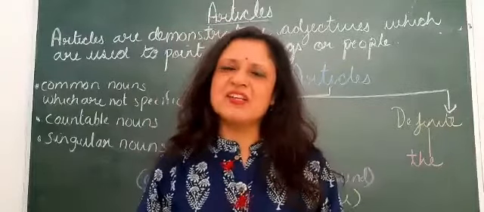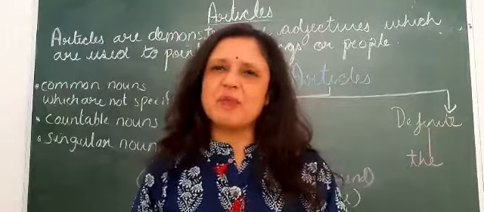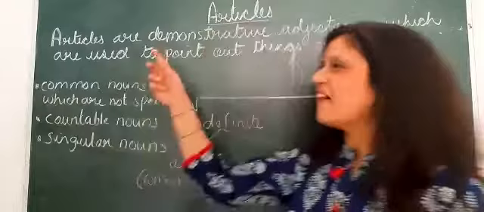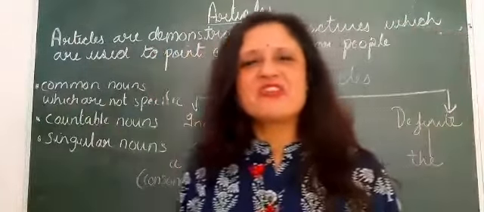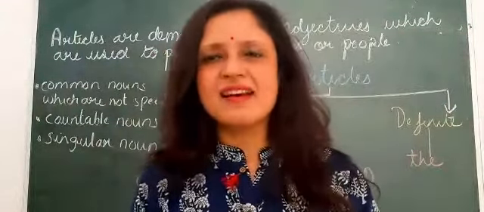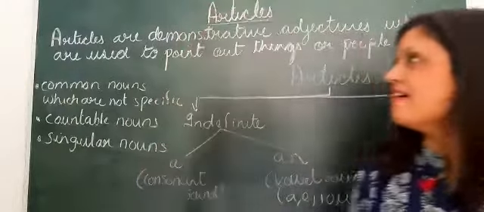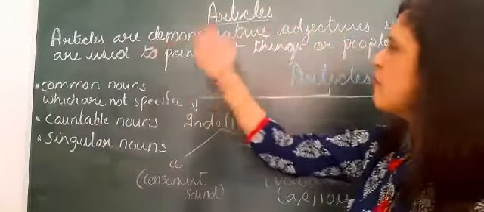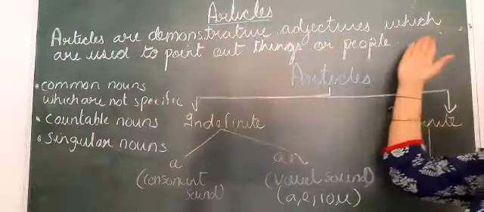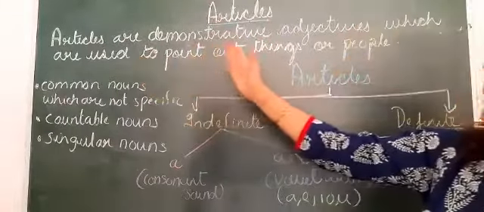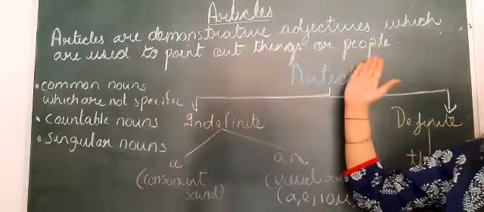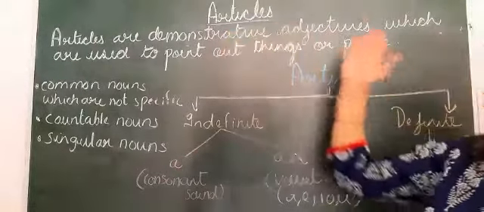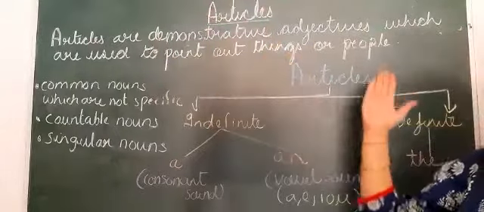Hello everyone. In today's session, I'm going to tell you about an interesting topic of English grammar, and that is articles. So, first, let me tell you what articles are. Articles are demonstrative adjectives. What are articles? They are demonstrative adjectives which are used to point out things or people.